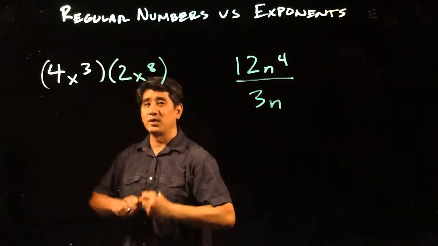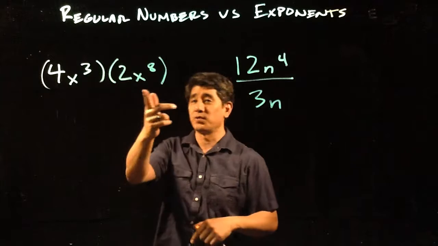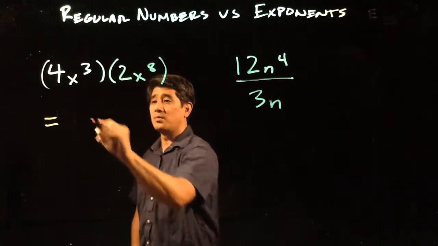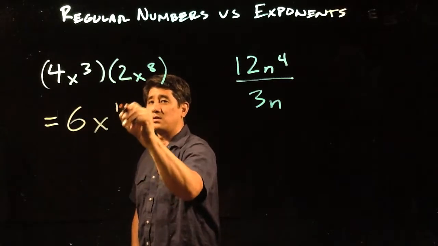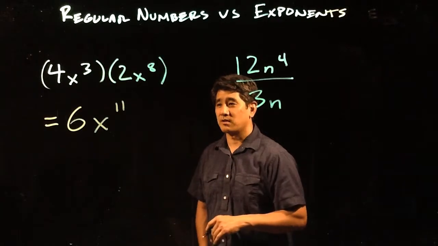So for example, let me give you this problem. 4x to the third times 2x to the eighth. Now a mistake answer I will often get on this problem is this. So take a look and see if you can spot the mistake there.